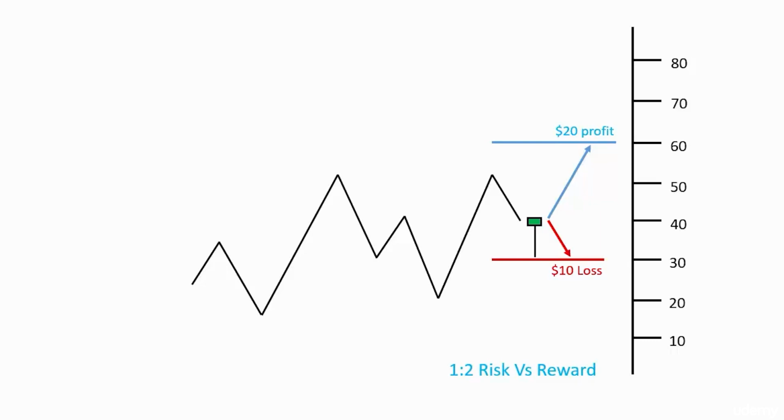Again, if you wish to have $30 profit per share using the same $10 risk, then the market will have to rise from 40 to 70. That will give you a reward of $30 against the risk of $10. That means you're using a 1:3 risk and reward ratio model.